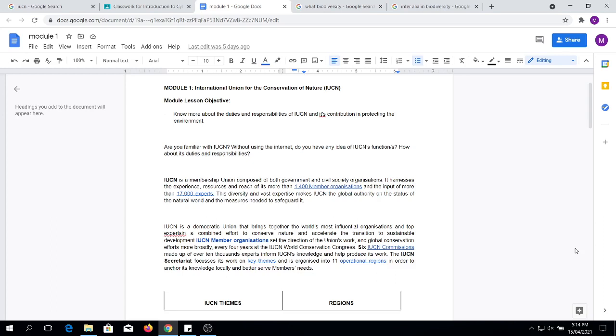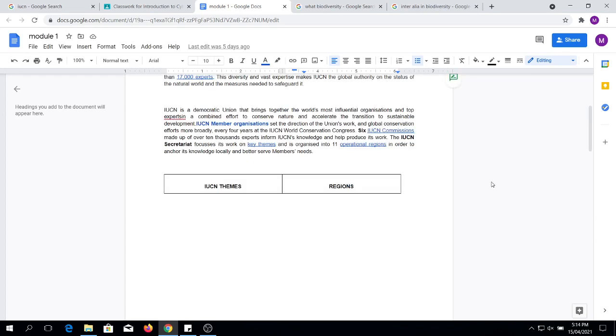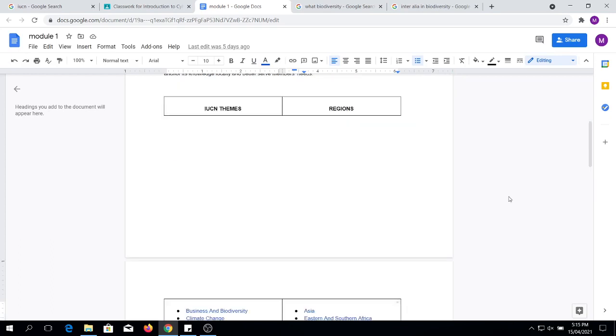So the organization's secretariat focuses its work on key themes and is organized into 11 operational regions in order to anchor its knowledge locally and better serve the members' needs. So as you can see, these are the various IUCN themes, including the designated regions.